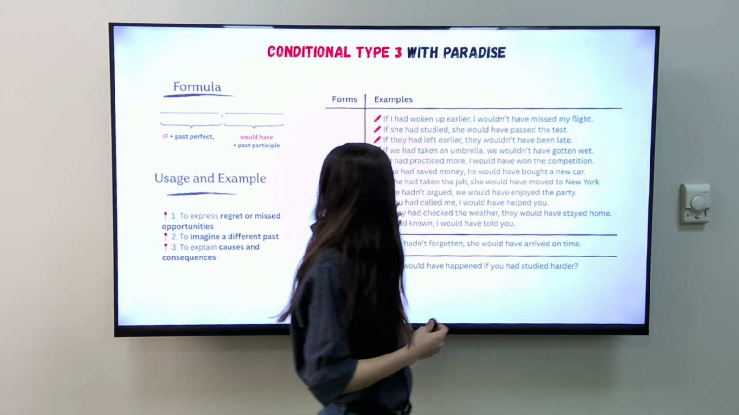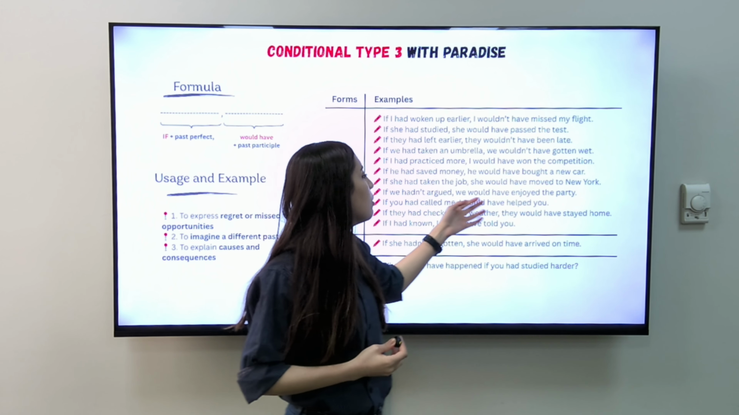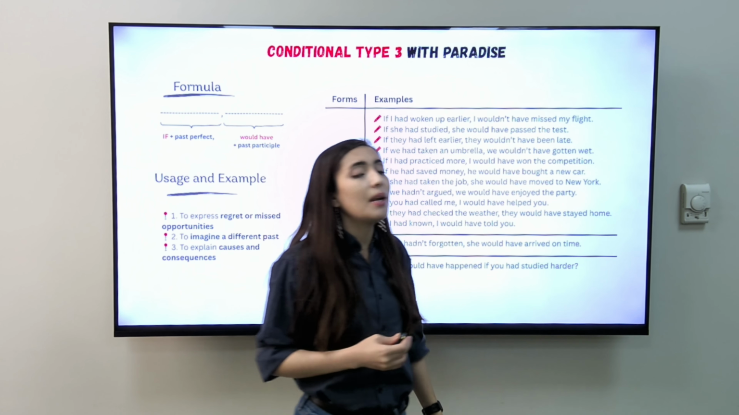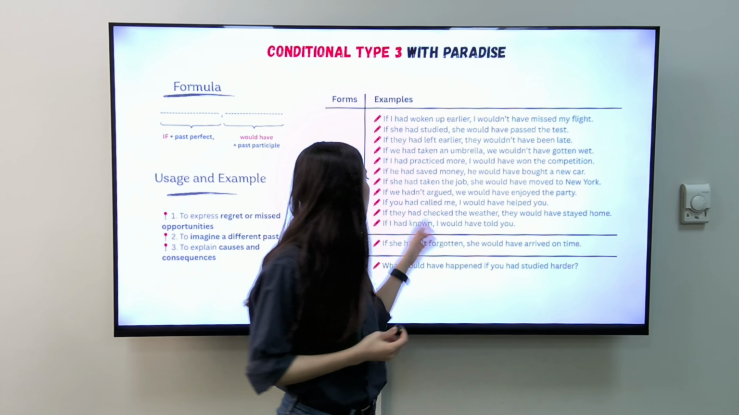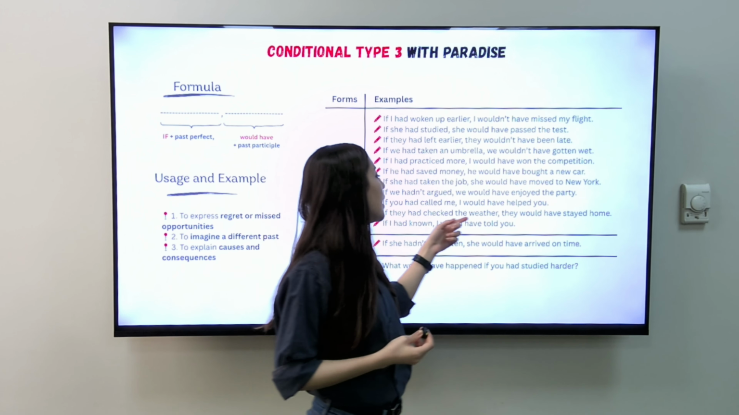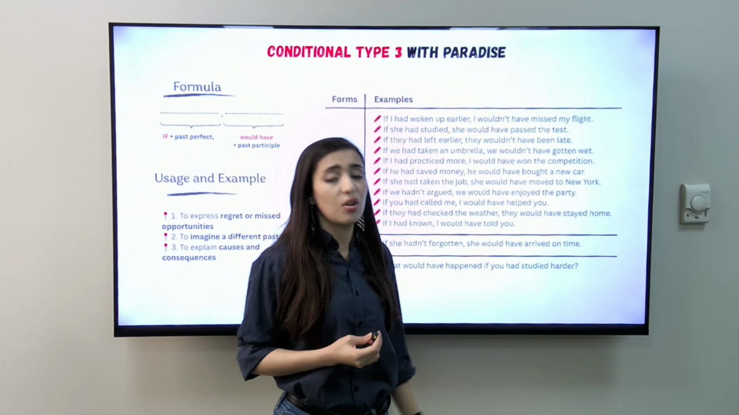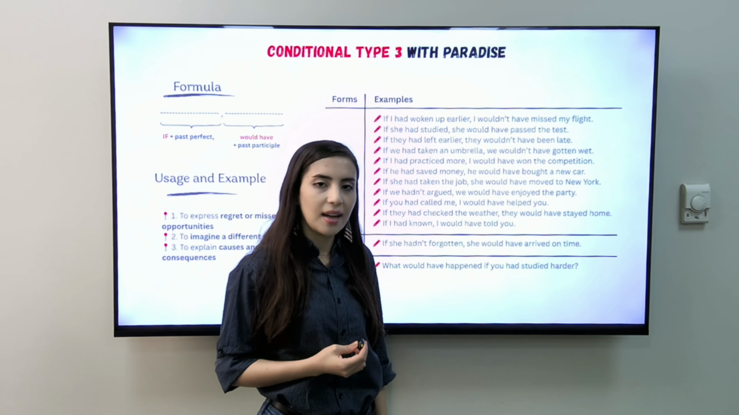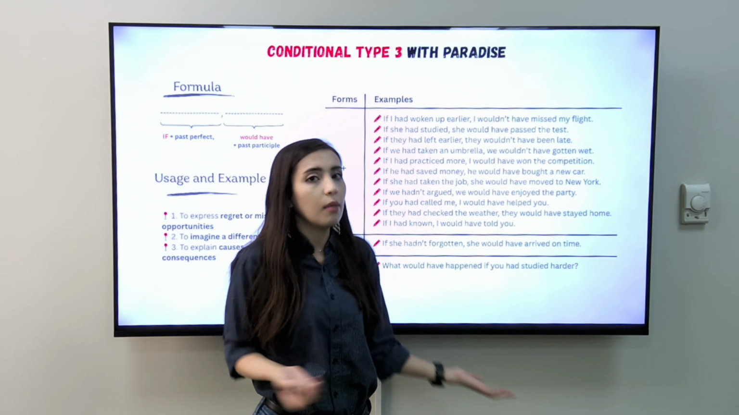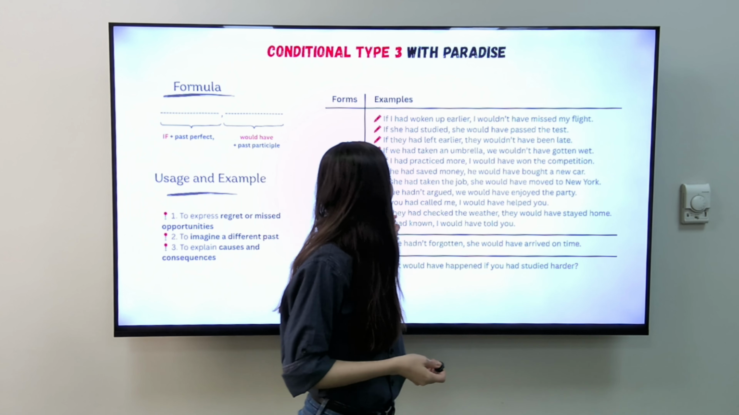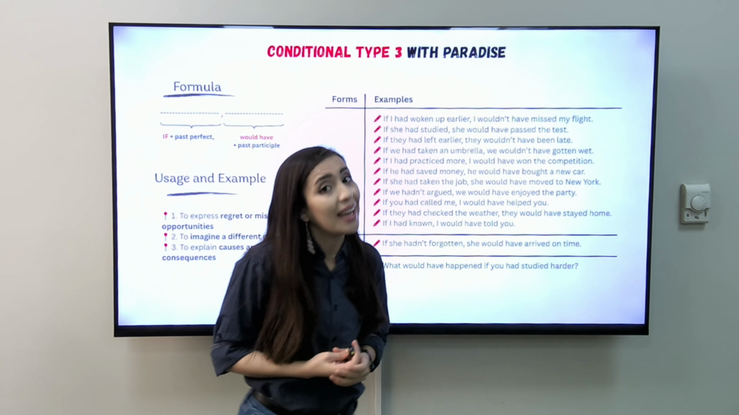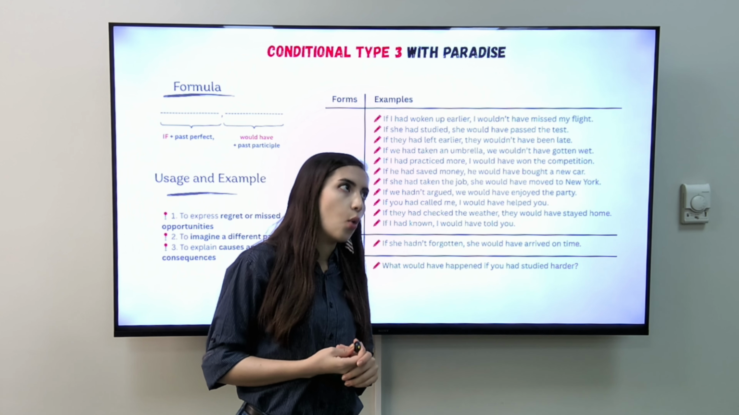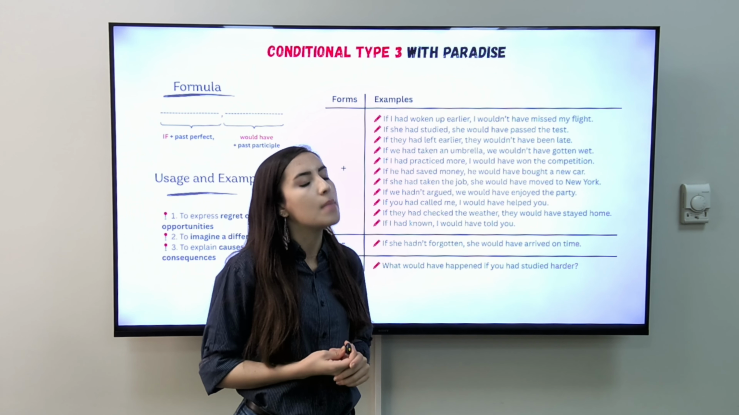Analyze. If we hadn't argued, we would have enjoyed the party. Did we argue? Yes, we did. Did we enjoy the party? Oh, we didn't. If you had called me, I would have helped you. Did you call me? No. Did I help you? No, because you didn't call me. I didn't know that. If they had checked the weather, they would have stayed home. Did they check the weather? No. Did they stay at home? No.